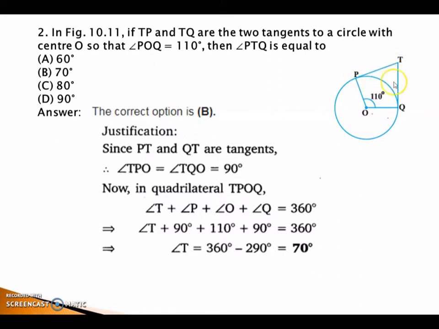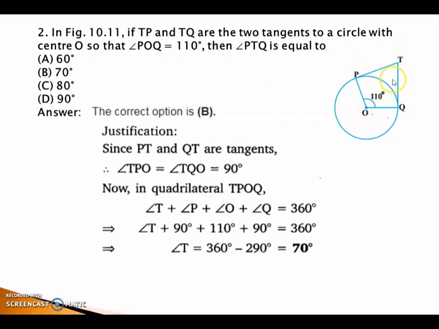Now if you consider this quadrilateral PTQO, here one of the angles is 90 degrees. Angle P is 90 because the radius is perpendicular to the tangent at the point of contact. So angle P is 90 degrees. Angle Q is also 90 degrees because of the same reason. And one angle is given as 110 degrees.